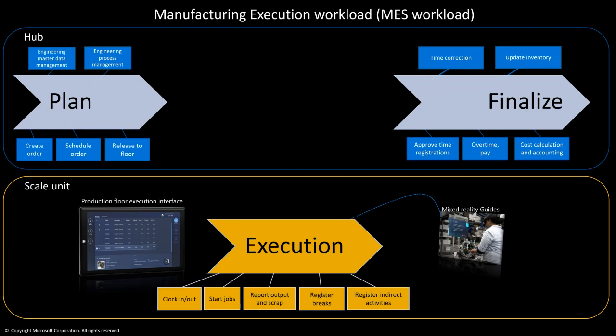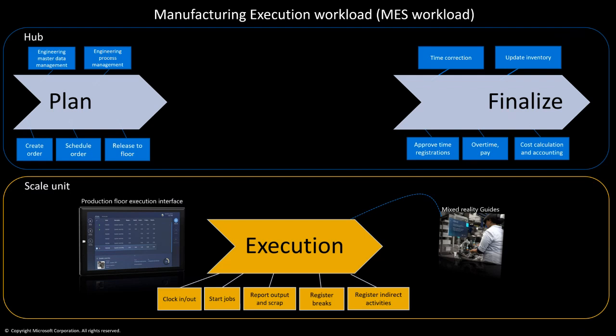So the planning phase would all be performed on those hub instances, as you can see here. This would be all of your setups in the system: item setups, BOM setups, route setups, etc. All of that still gets set up in the hub. We would still create orders, schedule orders, and release orders to the floor on the hub unit. It's at that point in time that we would trigger a synchronization to occur to that scale unit once that release to the floor completes.